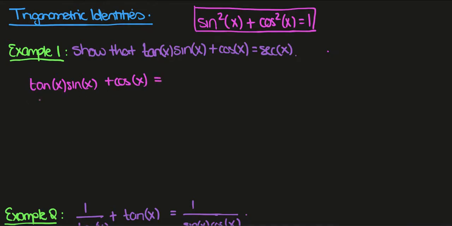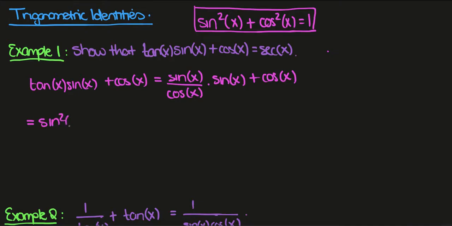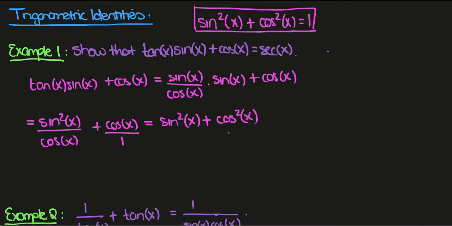Well, the first thing we could do is explicitly write tan as sine x over cos x, and then we'll have multiplication by (sine x plus cos x). Now this simplifies to sine squared x over cos x plus cos x. So we'll have a common denominator of cos x. So I'll have sine squared x plus, well, to get this over a common denominator of cos x, I'll need to multiply by cos, so I'll have cos squared x over cos x.